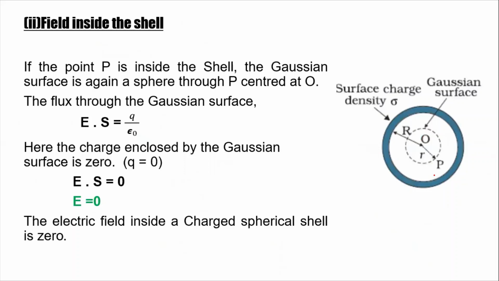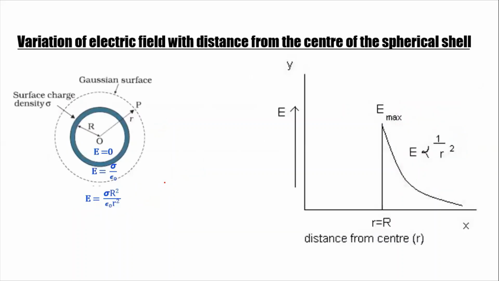Now you can see the field inside the shell. Again, we are taking a Gaussian surface inside. The formula for flux is written, and the charge enclosed by this Gaussian surface is 0. So Q is equal to 0, and E will be equal to 0. The electric field inside a charged spherical shell is 0, as we discussed earlier. Now this is the diagrammatic representation. Inside the shell, E is equal to 0.